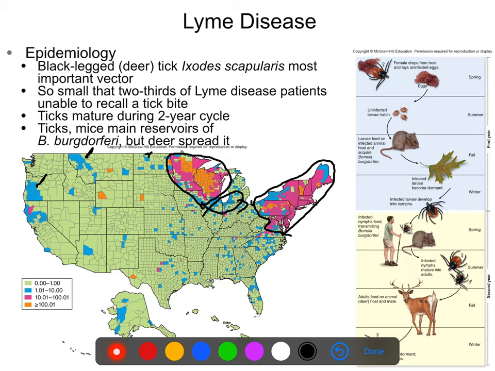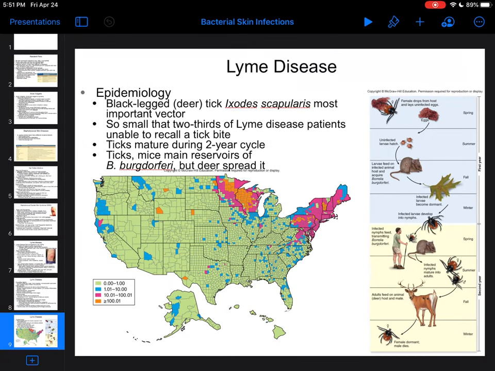The disease is spread by the black-legged deer tick, and it's a very tiny tick, and about two-thirds of people who get bitten by it don't even notice it. So it's important to actually remain vigilant and check yourself for deer tick bites if you are visiting the woods in that sort of area. Yeah, and that is a bacterial skin infection.